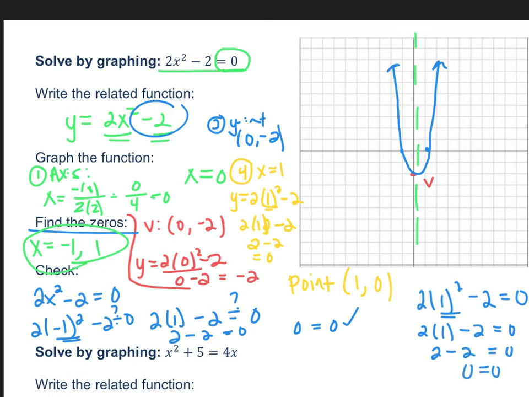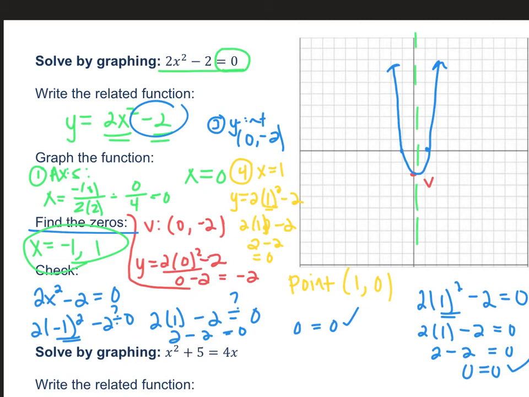And I just kept carrying down that equals 0 over here from the right side of the equation, and then we ended up with a true statement. 0 does equal 0, so that worked out. We found the solutions. So solve by graphing, we solved it, and we got x equals negative 1 and positive 1.